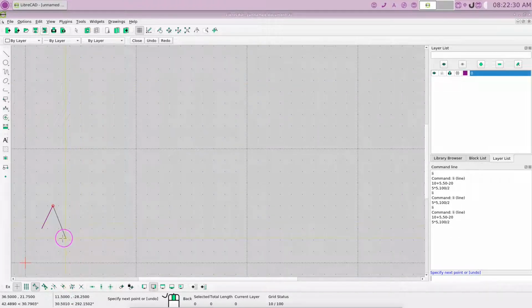Here's our line. Our first line was there at 10 plus 5 is 15 in the X, and 50 minus 20 is 30 in the Y. That's correct. Now the second coordinate is 5 times 5 from 0 here, because we didn't use the relative sign. So the second coordinate is actually 25 units in the X position, and 100 divided by 2 is 50 units up in the Y position. Okay, so there you have it, folks. You can do your addition, subtraction, multiplication, and division right in the command line there.